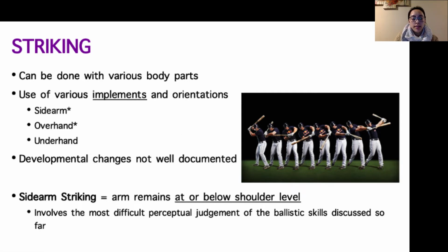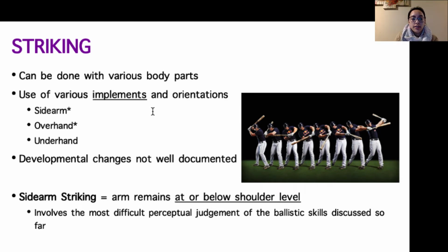The mechanical principles across all striking tasks are relatively the same, but developmental changes haven't really been well documented across the lifespan. So while we have this general sense of what things look like, there are potential movement patterns that we won't touch base on, just because we have a limited number of observations.